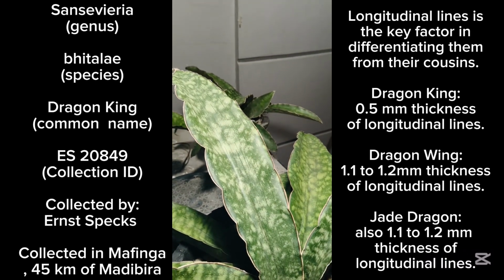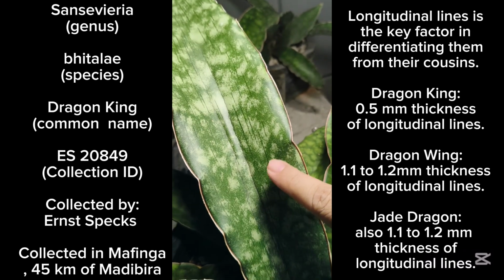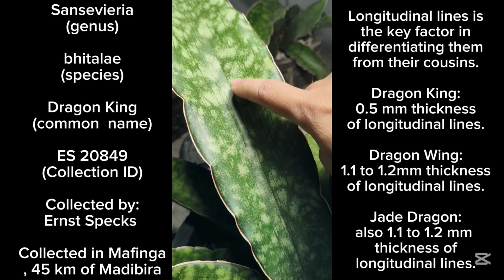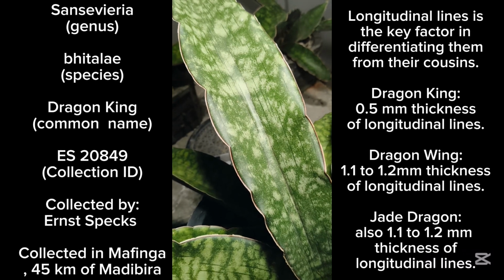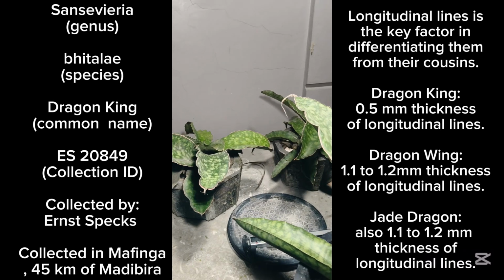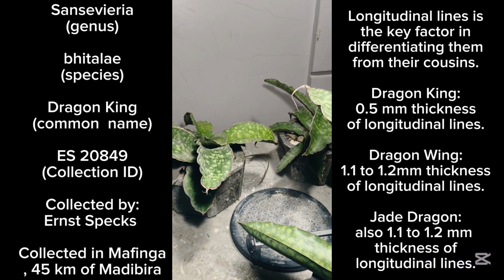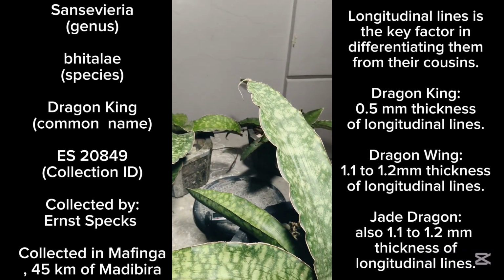Going back to Dragon King, the lines on them, I have to focus, or else if I don't, you can't see the longitudinal lines on them. They're very fine, and they're 0.5 millimeters, like the ballpoint pen. So the markings on Dragon Wing and Jade Dragon are actually like your permanent marker thickness, while on Dragon King they're like the thickness of a ballpoint pen. That's how I can easily make a comparison.